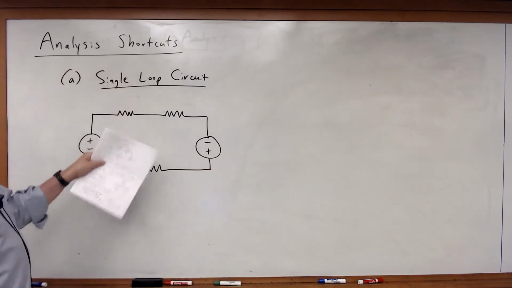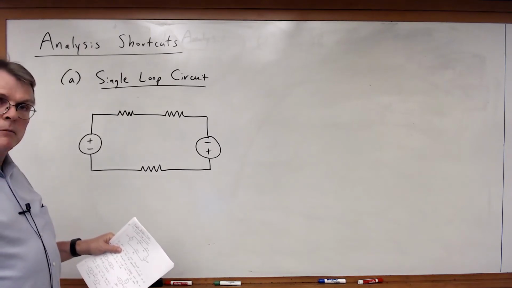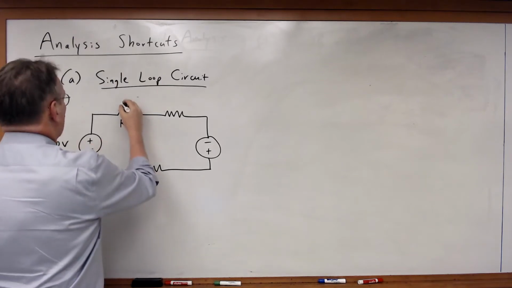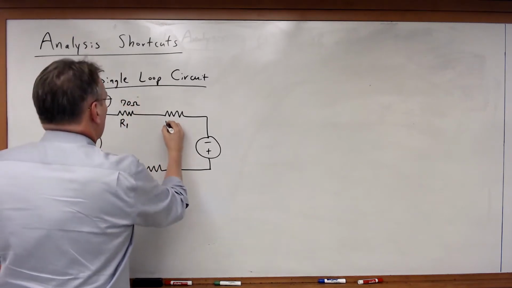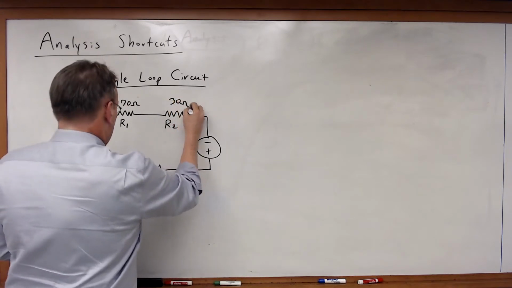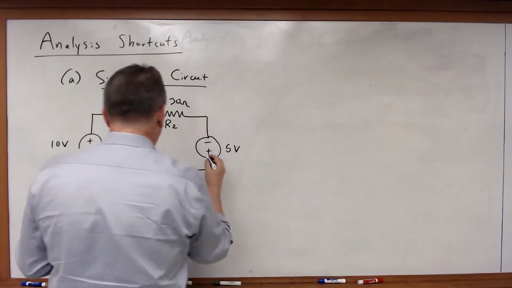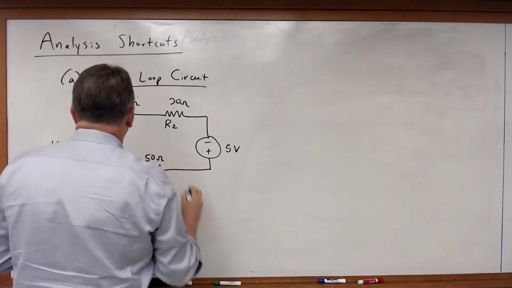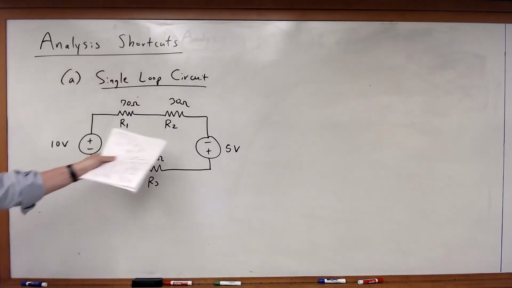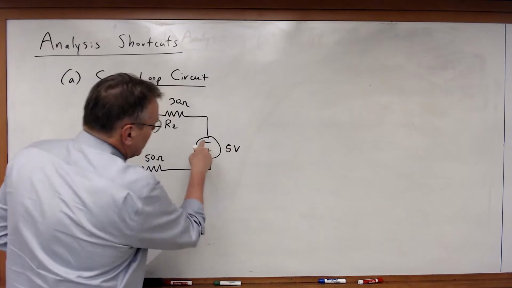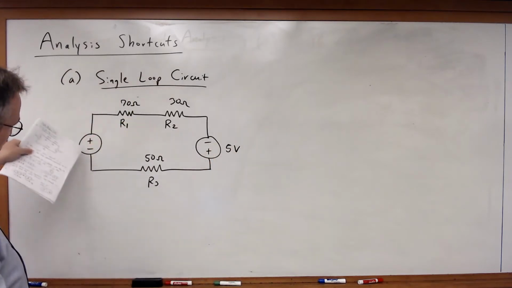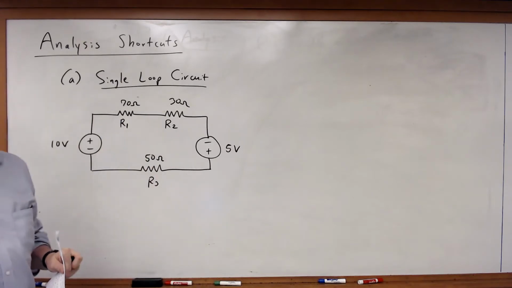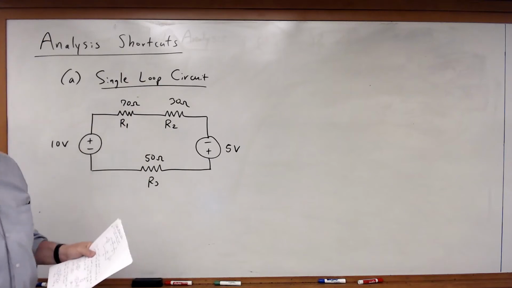Now in this respect, this looks very much like the example of the defibrillator we did before. Let's add some component values to it. So I've got two voltage sources, 10 volts, 5 volts. Notice the polarity of the 5-volt source, negative to positive. This, of course, is positive to negative. And I've got three resistors, R1, R2, and R3. So only one loop, only one path around this circuit.